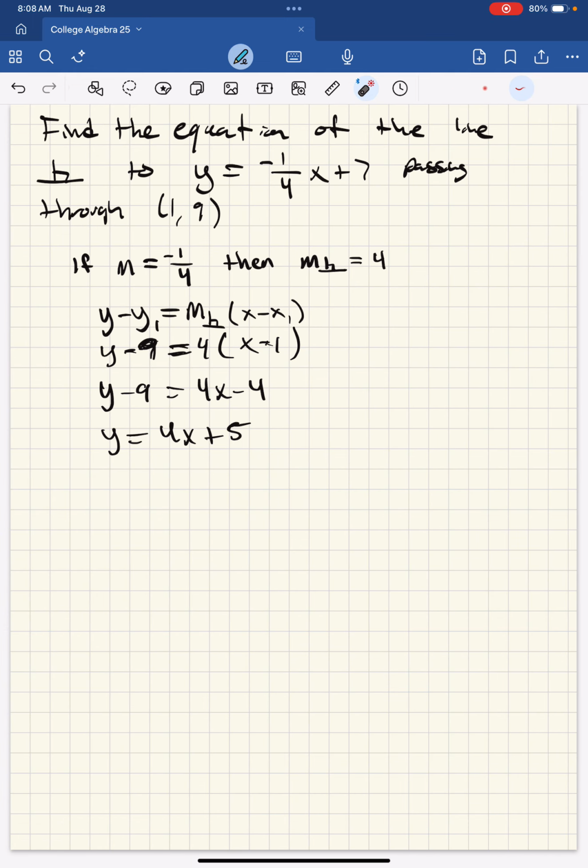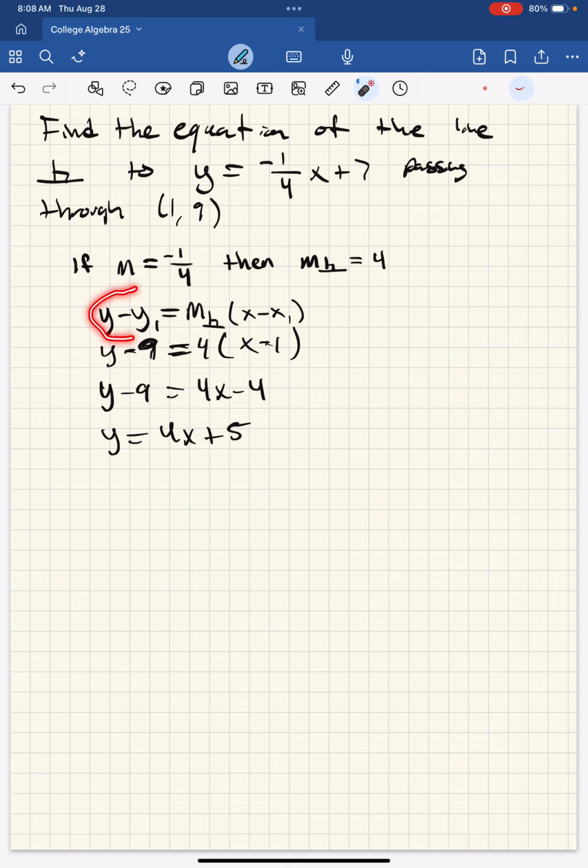Okay, on this one we're going to find the equation of the line that is perpendicular to y equals -1 over 4 x plus 7, and it passes through (1, 9). So the only difference between this example and the previous example is that we need a perpendicular slope. So the slope of the given line is -1 over 4. So the negative reciprocal is the perpendicular slope. So flip the fraction, multiply by -1. So the slope of the line that we are finding is 4.